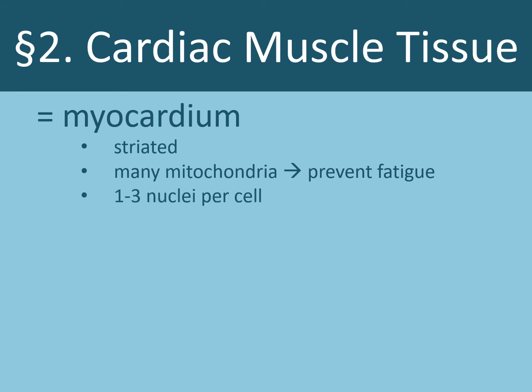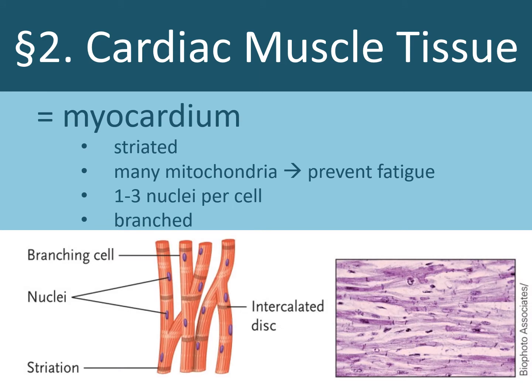During development, individual myocardial cells fuse, and the nuclei from those cells are maintained. Thus, many of the myocardial cells have several nuclei. Myocardial cells are often branched, and you can see in the diagram below the structure of myocardial cells.